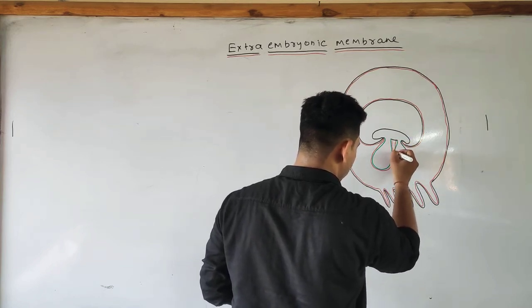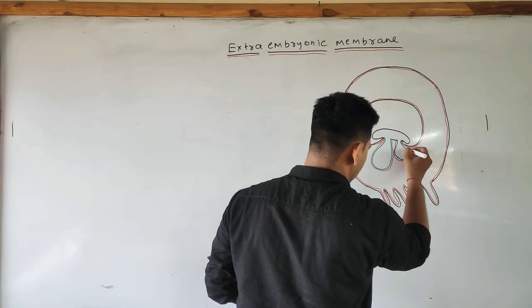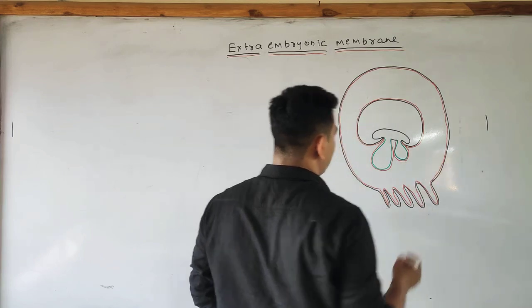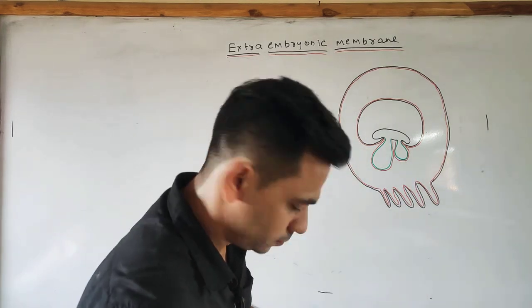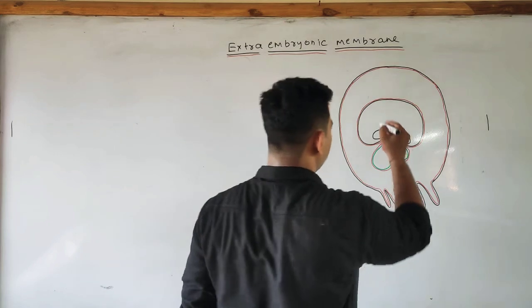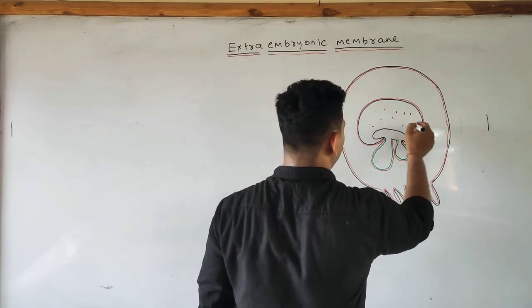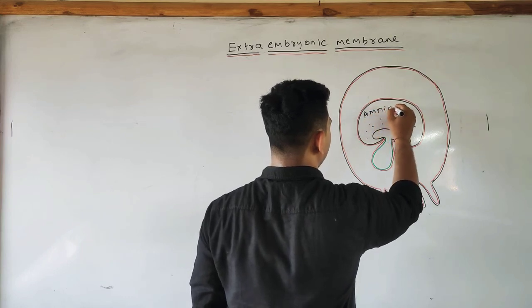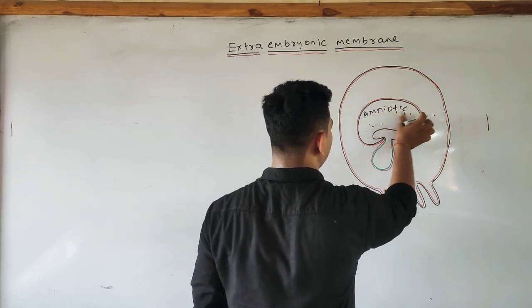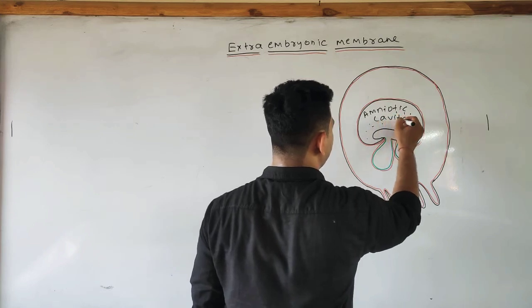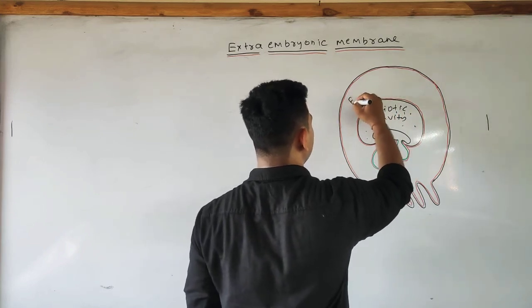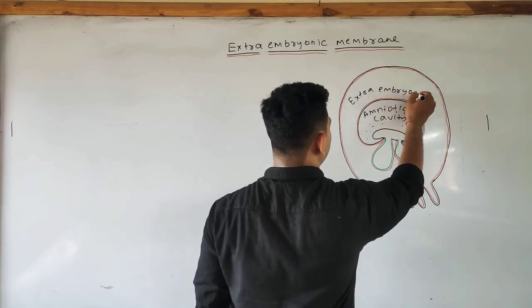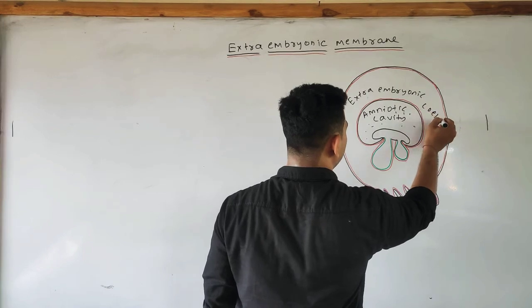As you all know this diagram properly, as we have done it before in the previous class, so I am not labeling all the portions. This one is your amniotic fluid, or this one is your amniotic cavity, okay? This one is your extra embryonic coelom, okay?